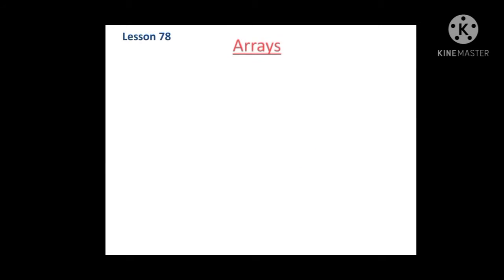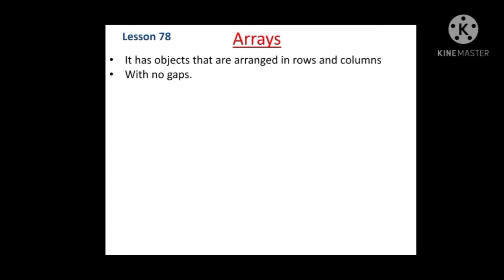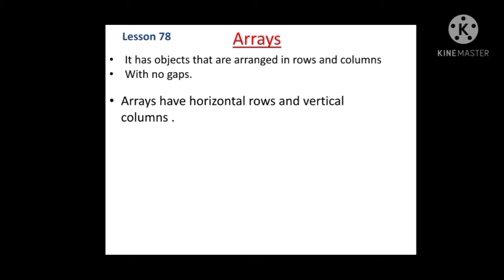We have lesson 78, it will be arrays. What's the meaning of arrays? It's objects that are arranged in rows and columns with no gaps. Arrays have horizontal rows and vertical columns.